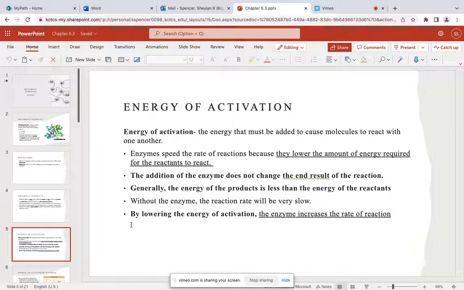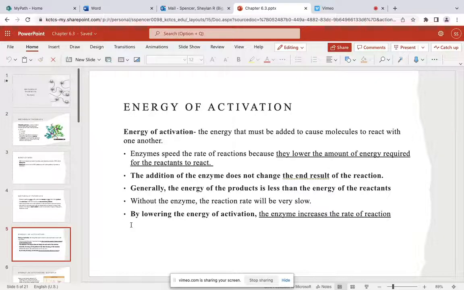to occur. But I just want to stress that the addition of the enzyme does not change the end result of the reaction. You're still going to have the same product at the end. It's just going to do it in a quicker amount of time. It's kind of hard to conceptualize, but the product itself does not change. It's just the time it takes to get that product.